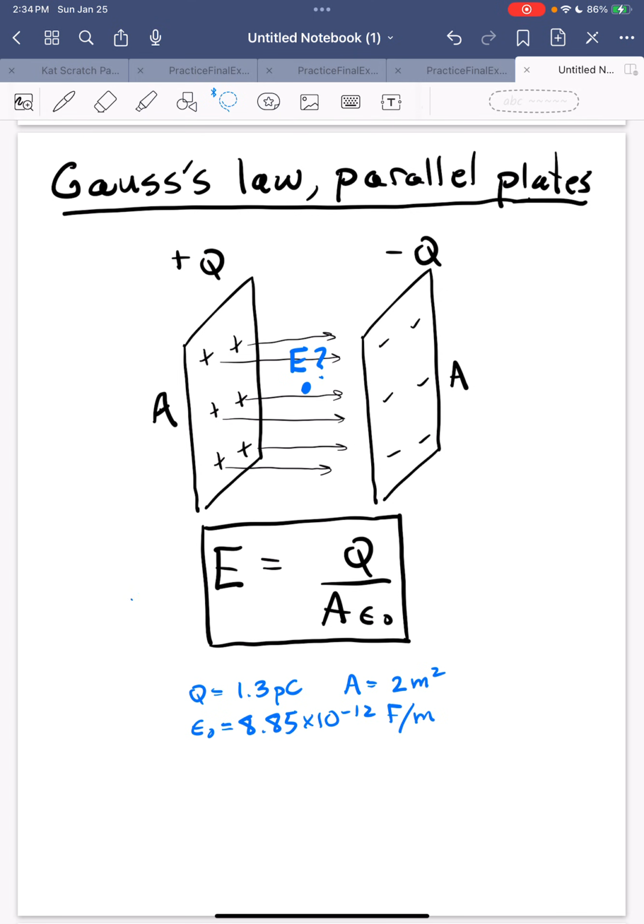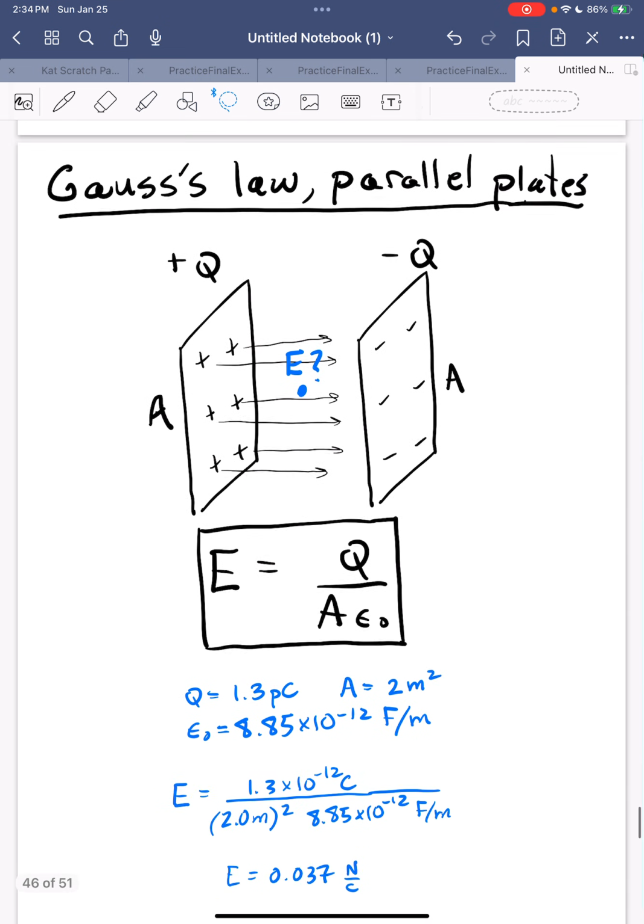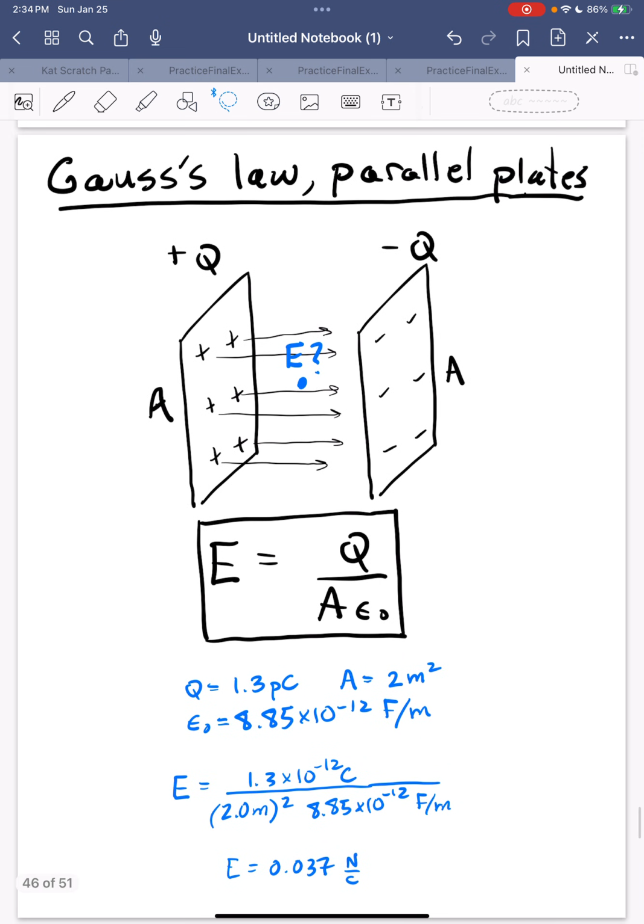So here's the situation. How do I apply it? How do I calculate that electric field? Well, I'm just going to plug these values into this formula in the box here. And so we do that right here. So this is Q right here, 1.3 times 10 to the minus 12 coulombs. This is A, 2 meters squared, and this is epsilon naught. And we plug all these in, we get 0.037 newtons per coulomb. That's the electric field right here in between the two plates. It'll also be that right near the surface of this plate, and it will also be that right near the surface of this plate. It's independent of distance because R doesn't appear anywhere in the equation.